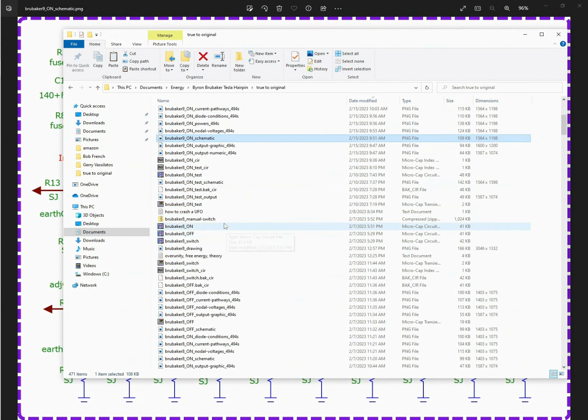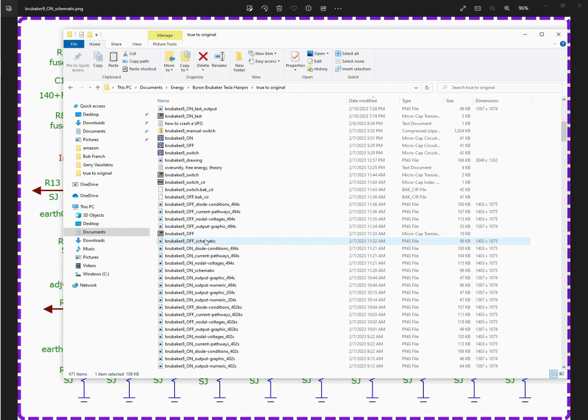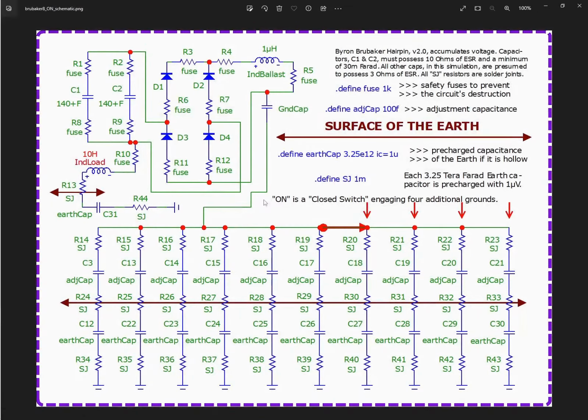Let's see, where's the schematic? Off, on. So I made minor changes. I took out the D2 diode and the D4 diode. And I took out the fuses R7 and R12. These are 1 kilo ohm fuses. And I also took out the R4 fuse.